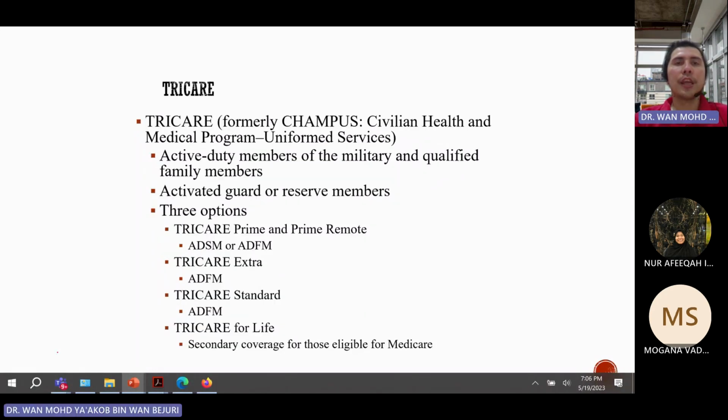Next is TRICARE. TRICARE is formally the Civilian Health and Medical Program of the Uniformed Services. Basically, it covers active duty members of the military and qualified family members, as well as activated Guard or Reserve members. There are four options: first, TRICARE Prime and Prime Remote; second, TRICARE Extra; third, TRICARE Standard; and the last one is TRICARE for Life.